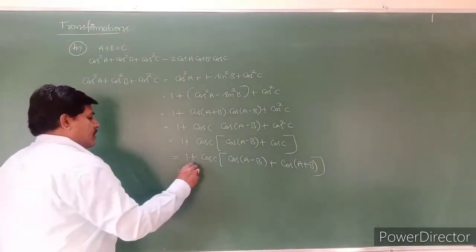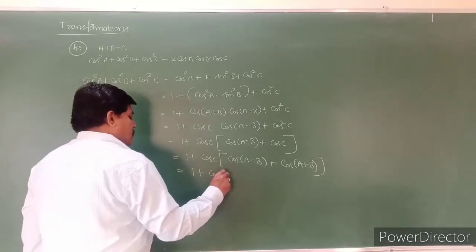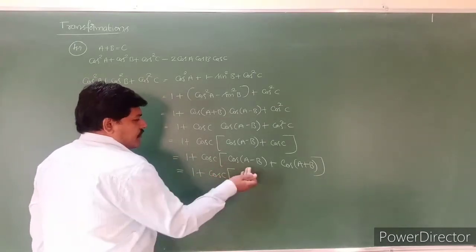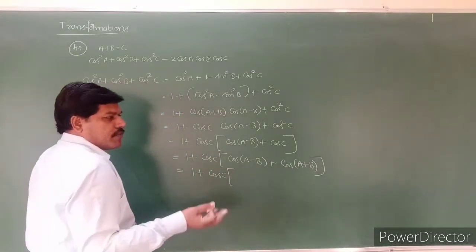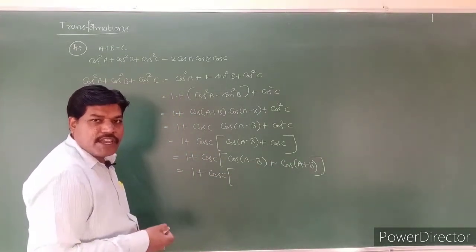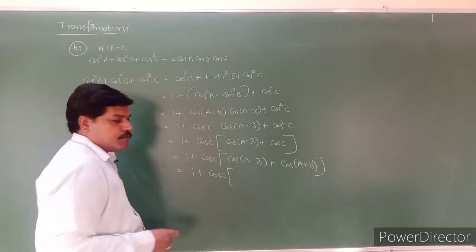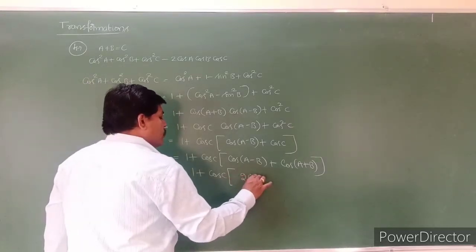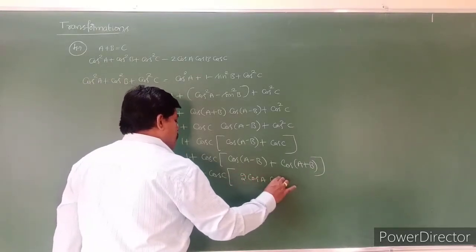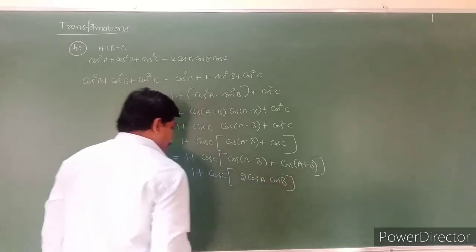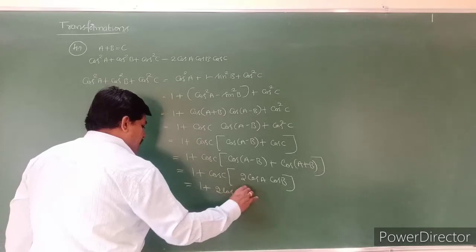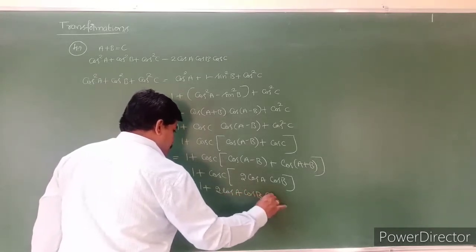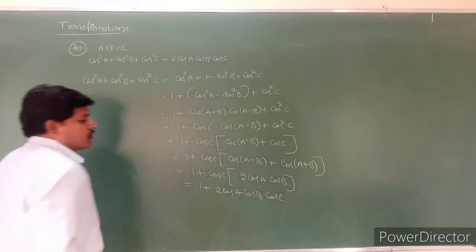So why am I taking 1 plus cos C into, what is this formula? Cos of A plus B plus cos of A minus B, it will become 2 cos A cos B. So that is nothing but 1 plus 2 cos A cos B cos C. So this is the form.